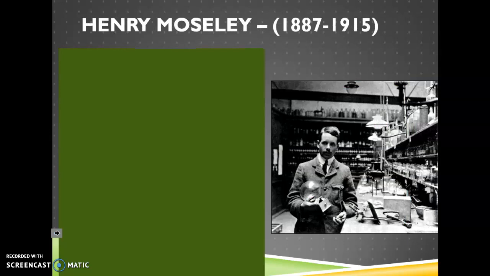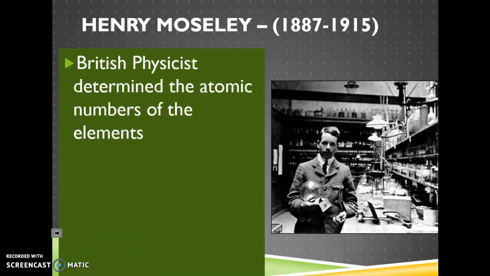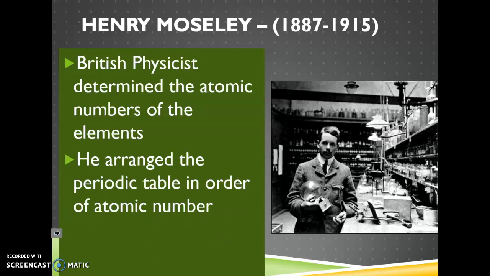And then a young man named Henry Moseley said, "You know, Mr. Mendeleev, I don't think I believe you 100%. So I'm going to make a new table." And he was British, and he determined the atomic numbers of the elements. And you guessed it, he went ahead and put a table together that was arranged by atomic number.